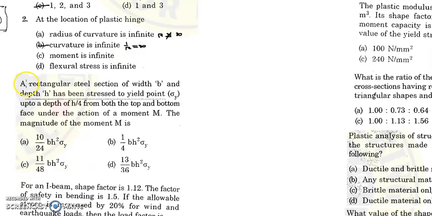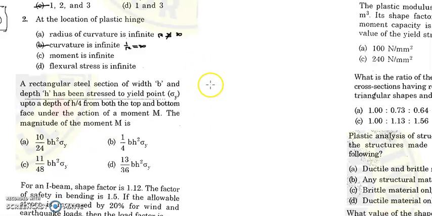Next, move on. A rectangular steel section of width b and depth h has been stressed to yield point sigma y up to a depth of h by 4 from the bottom and top phase, under the action of a moment M. The magnitude of the moment is, okay, so this takes a little while.